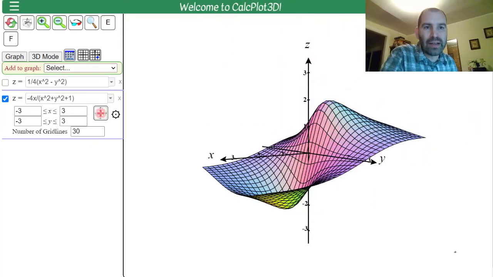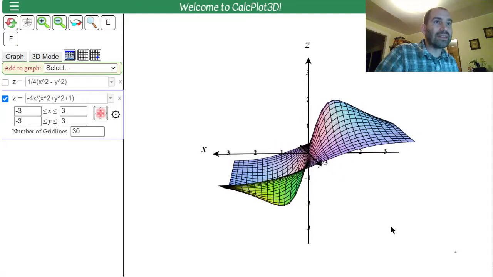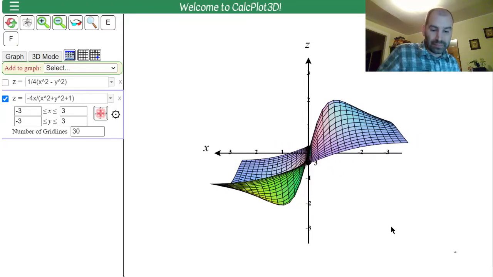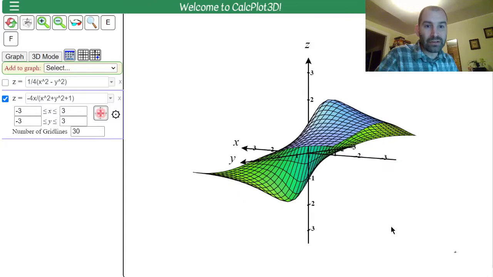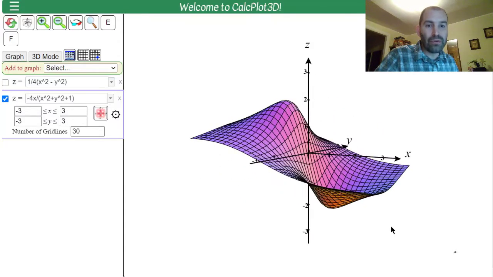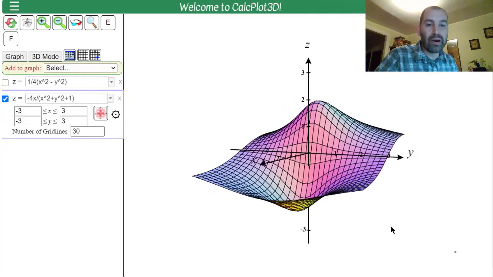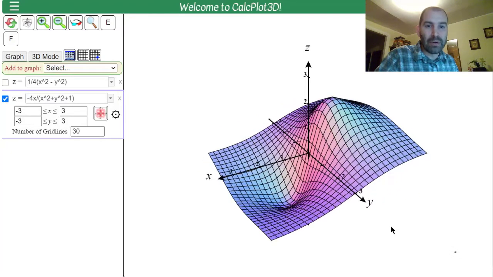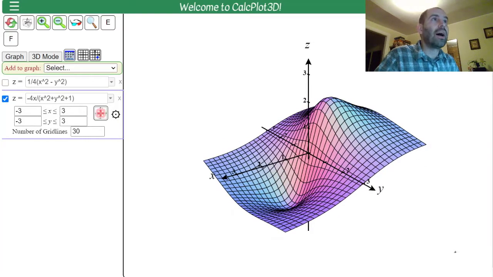And so let's go ahead and take a look at this one right here. All right, so we can see this one has a maximum and it also has a minimum. So we're going to try to explore how to find exactly where this maximum and minimum occur on a surface like this. So to get started, I want us to just think about what we did in single variable calculus.